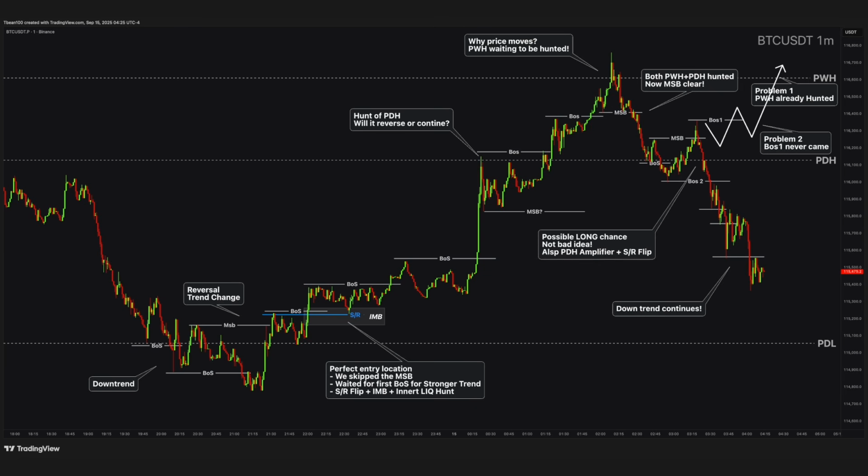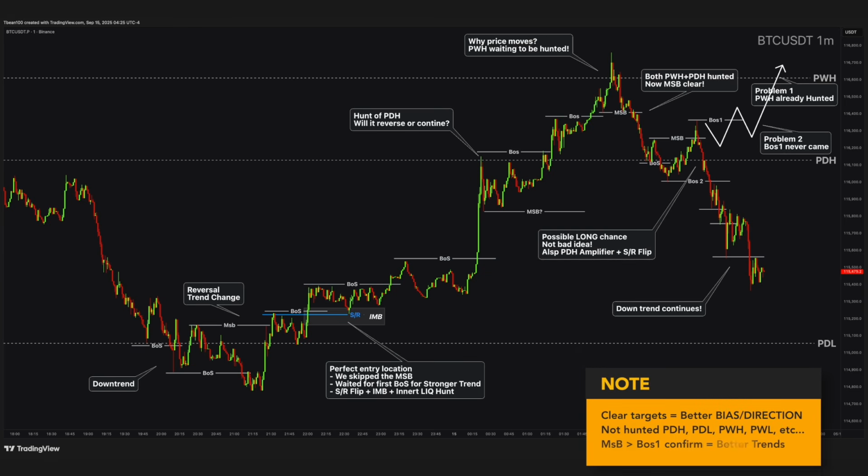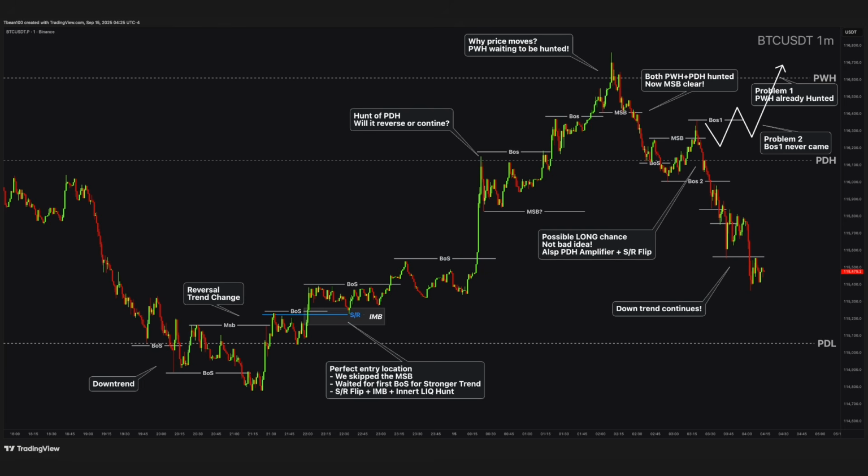Reading the markets can be tricky because there are so many fake movements and fake signals. That's why I always emphasize focusing on clean and solid targets like PDL, PDH, and PWH. These levels can help confirm your bias and give you a clear sense of direction. And when you combine multiple structure confirmations with a strong trend, your trading decisions become much more reliable, in my opinion.